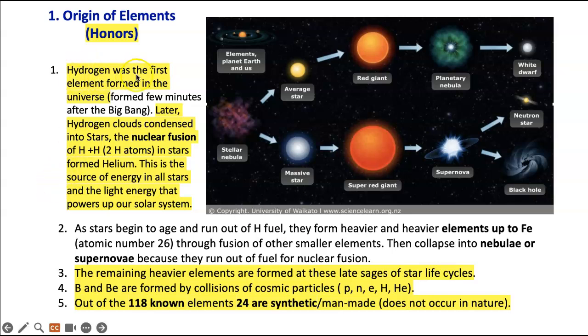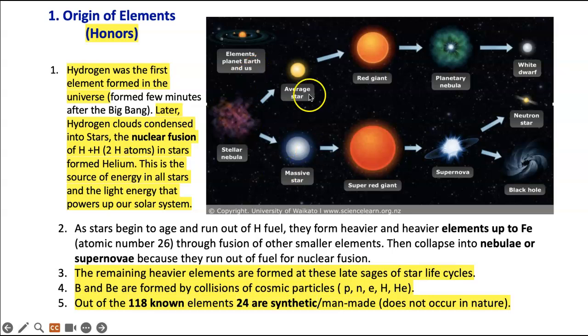Everything starts when hydrogen clouds condensed into stars. A few minutes after the Big Bang, hydrogen was made, if you recall. And then in the stars, nuclear fusion takes place, where the most common reaction in a young star is fusing two hydrogen atoms to form helium. And this is the source of energy of all stars, and our sun powers our solar system with this energy.